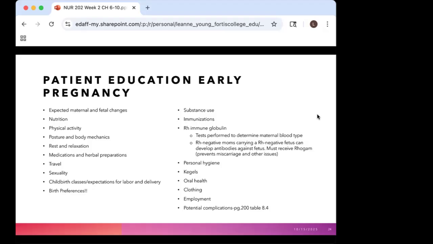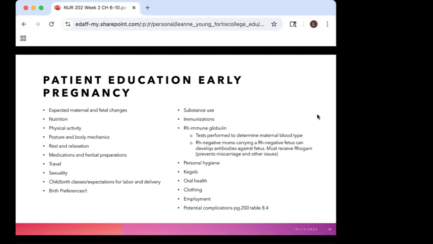Going over posture and body mechanics, rest and relaxation, encouraging that, hey, it's okay if you rest a little bit more, especially in this first trimester. You're going to be exhausted, a little bit more fatigued. That's all right. If they do have plans on travel, the big one is where are they traveling to? If they're traveling to a country where they need to get specific vaccinations, that might not be an option for them in pregnancy. So going over that with them, right?